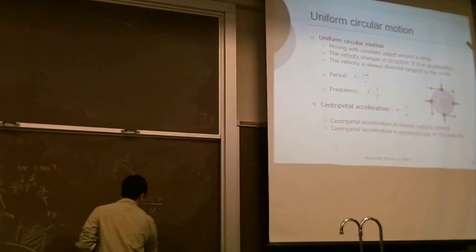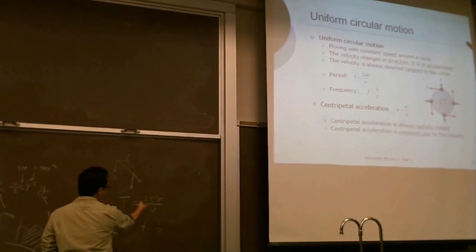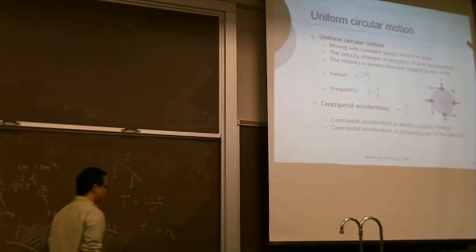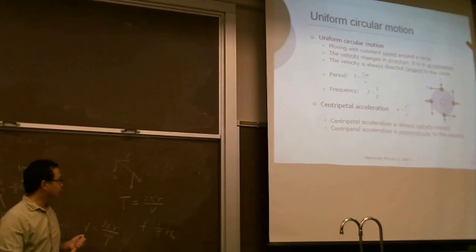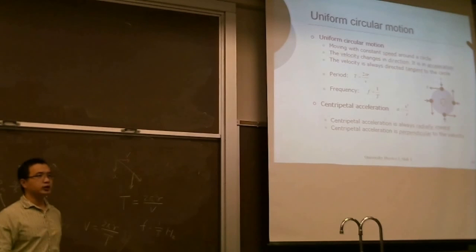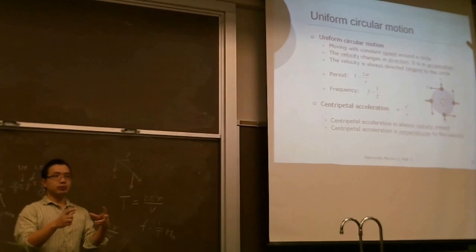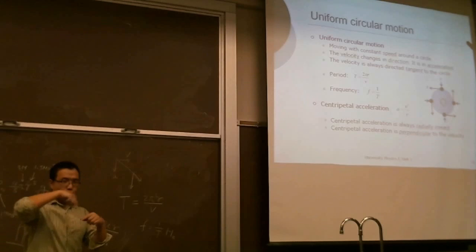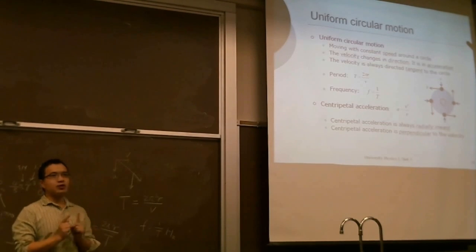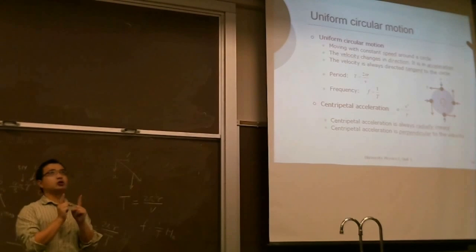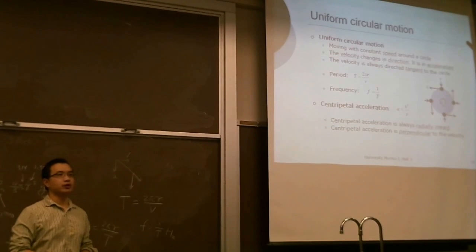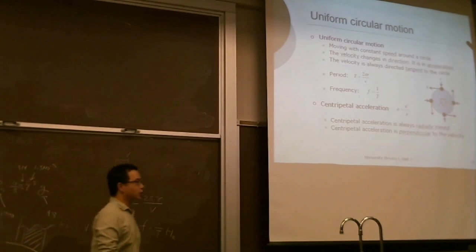The unit of period is the standard unit, second, for time. The unit of frequency is called hertz, or 1 over second. The physical meaning of the period is how much time you need to finish one revolution. And the frequency measures, for each second, how many revolutions you are going to finish. It's the inverse of the period.